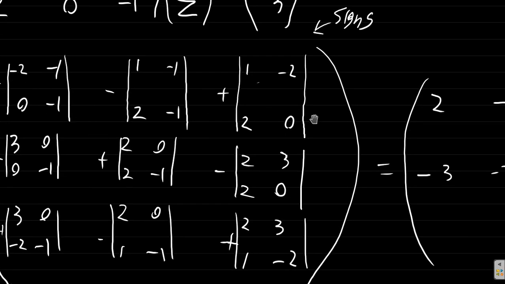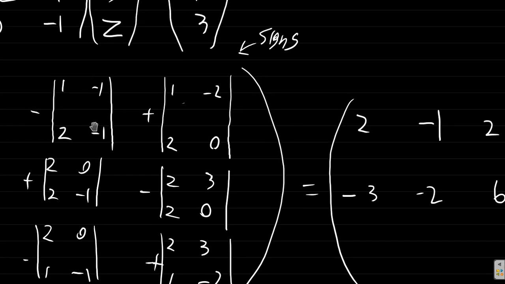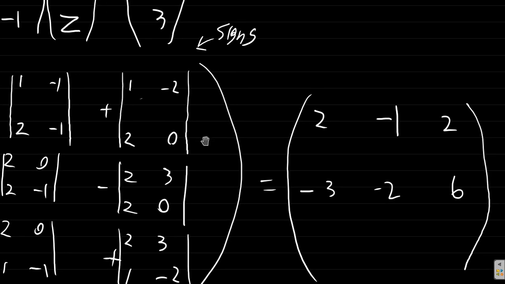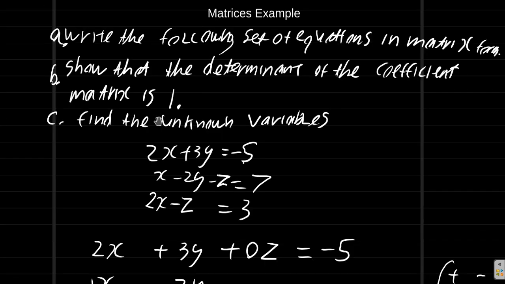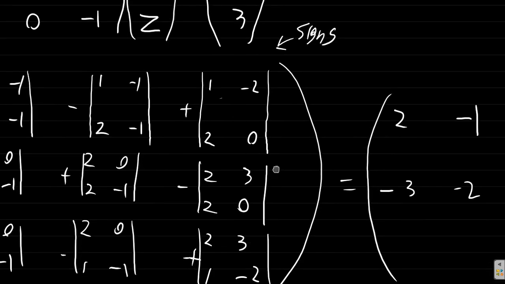So 2 minus 0, negative 1 minus negative 2, which is negative 1 plus 2, good. 0 minus negative 4. This should be 4, you know. I tell you, sometimes I can make mistakes with this due to the amount of work you have to do. 0 minus negative 4, which is a positive 4. Let me just jump back up here.